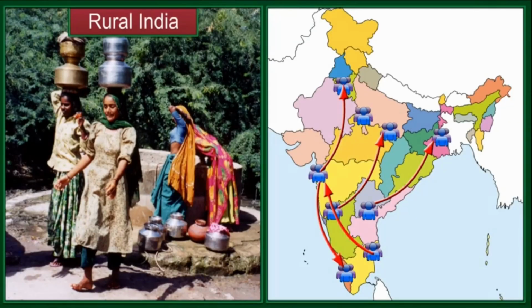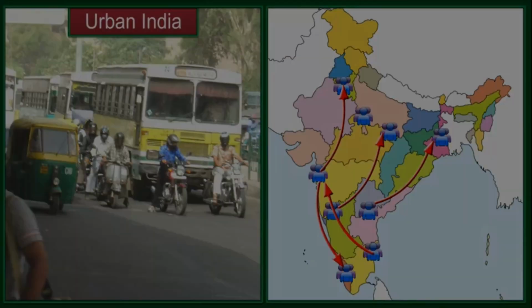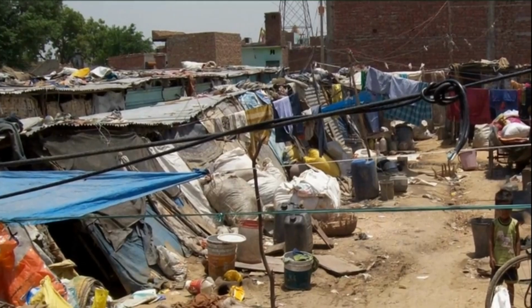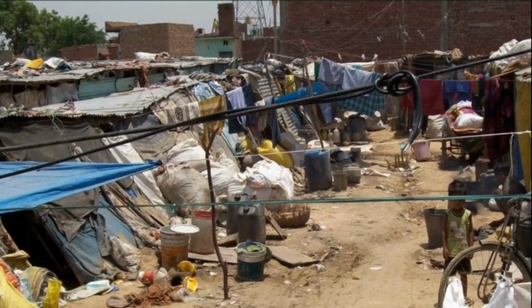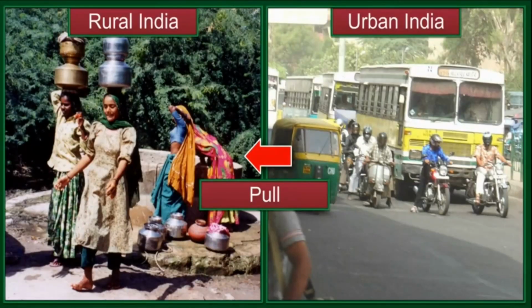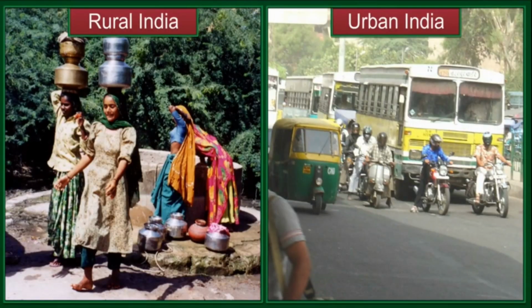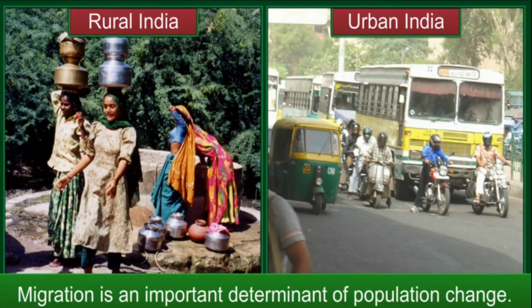In India, most migrations have been from rural to urban areas because of the push factor in rural areas. These include poverty and unemployment in the rural areas. The pull of the city in terms of better employment opportunities and better living conditions is also an important contributing factor. Migration is an important determinant of population change.